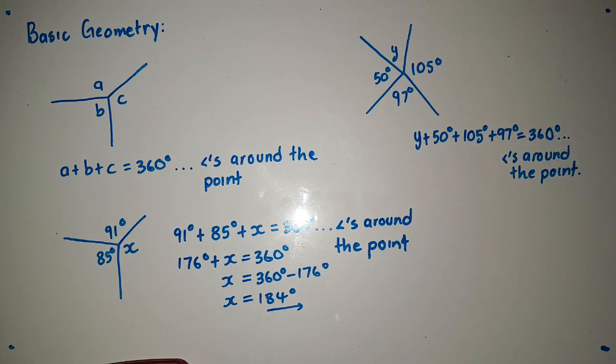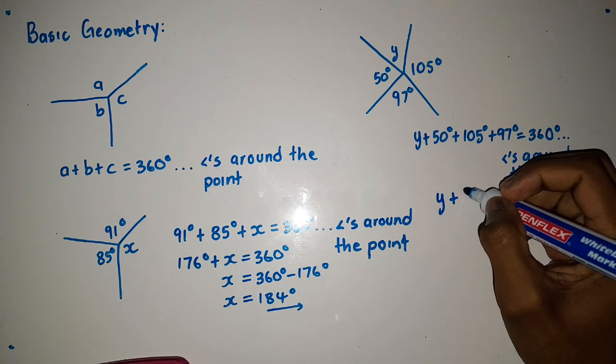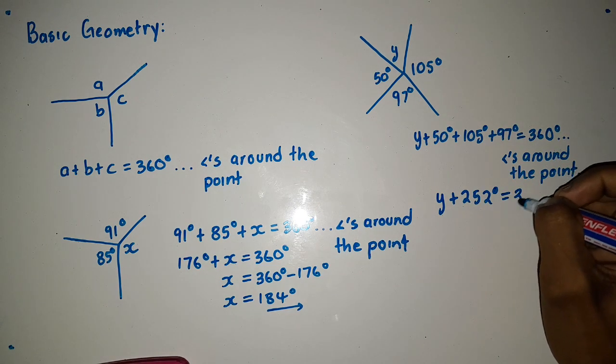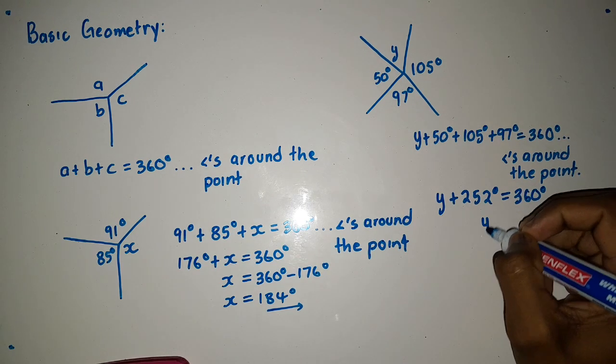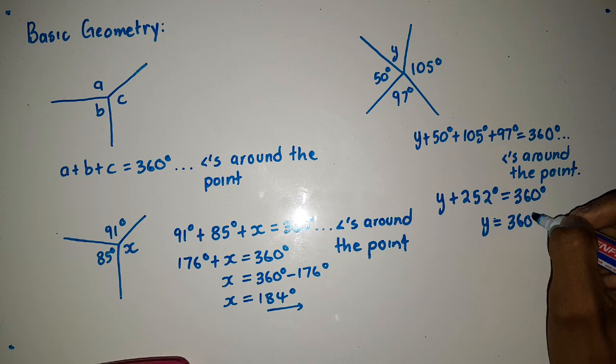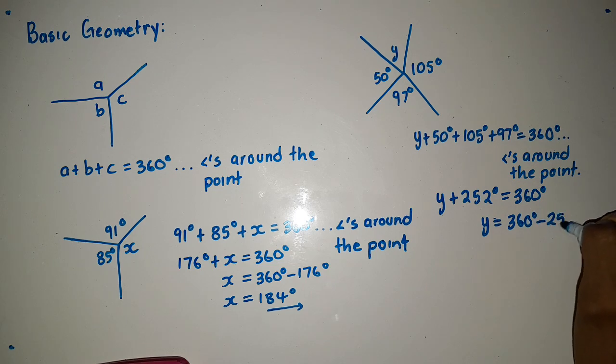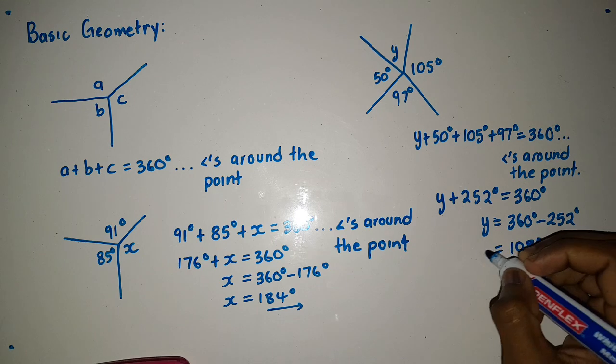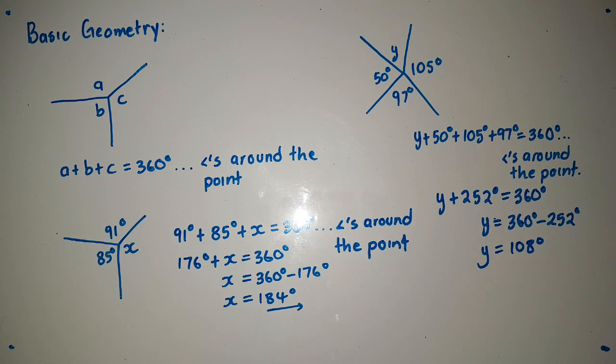Let us quickly add these three angles. We have 50 plus 105 plus 97. Then we get 252 degrees, and the total equals 360. Then to get y, we just need to subtract 252 degrees, and that's going to be your final answer: 108 degrees for y. Do you understand this concept?